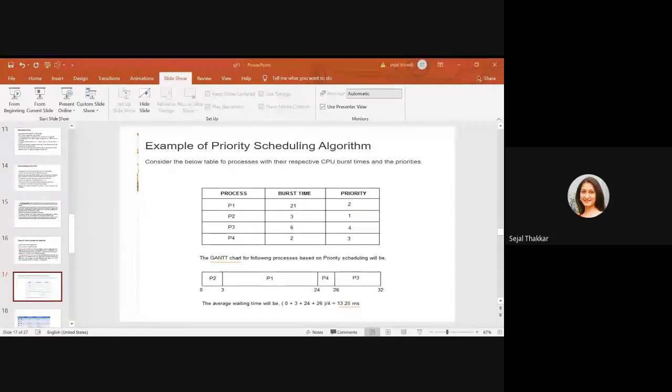Completion time for P3 is what? 32. So you can write down completion time for P3 is 32. Completion time for P4 as per the Gantt chart is what? Let me ask, what is the completion time for P4? Answer me. 26. Very nice.